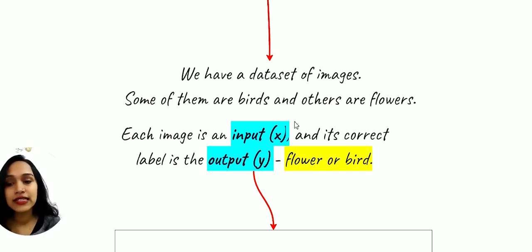So if we imagine this as a question and answer pair, then the images are the questions and the labels or the outputs are the corresponding correct answers. Now we have the image and its correct answer, the pairs. And our machine learning model will learn the question answer pairs, or the image and label pair, which is our input output pair. And it will be able to tell whether that is a flower or a bird when a new image is presented.